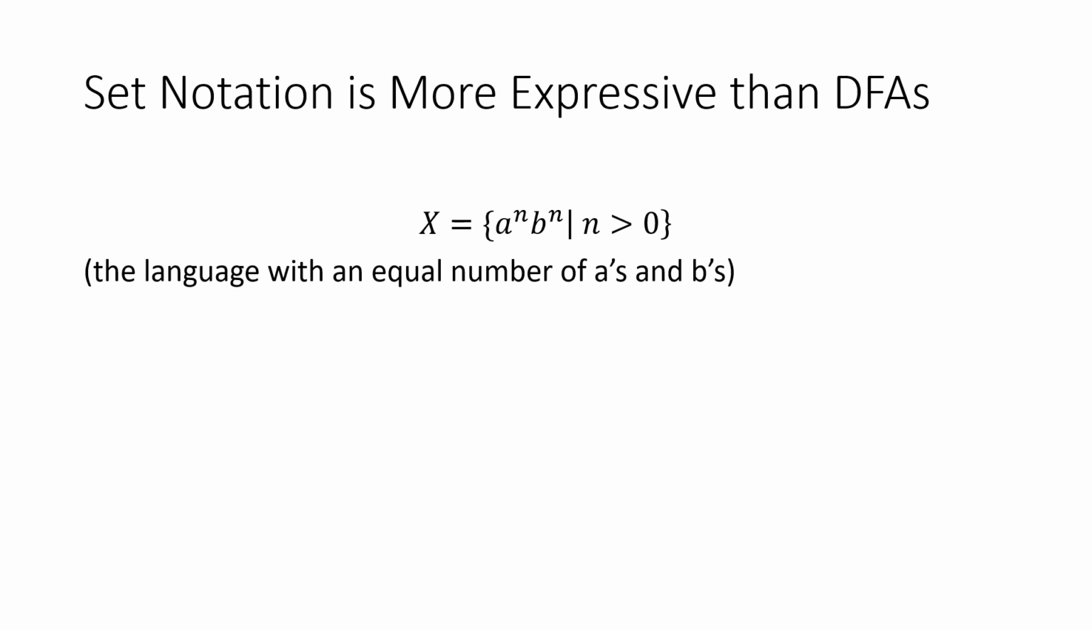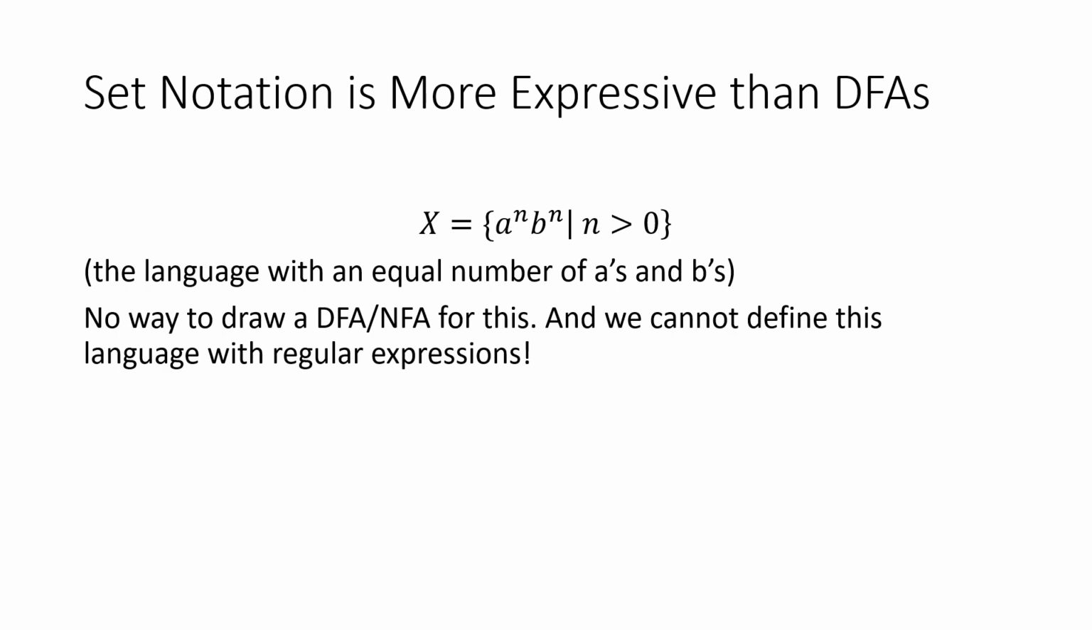Set notation is more expressive than DFAs. Let me explain what I mean. Let's say I write this example of a language, which is a^n concatenated with b^n for n greater than 0. In other words, it's the language with an equal number of a's and b's. It turns out that there's no way to draw a DFA or NFA for this, and we can't define this language with regular expressions either.